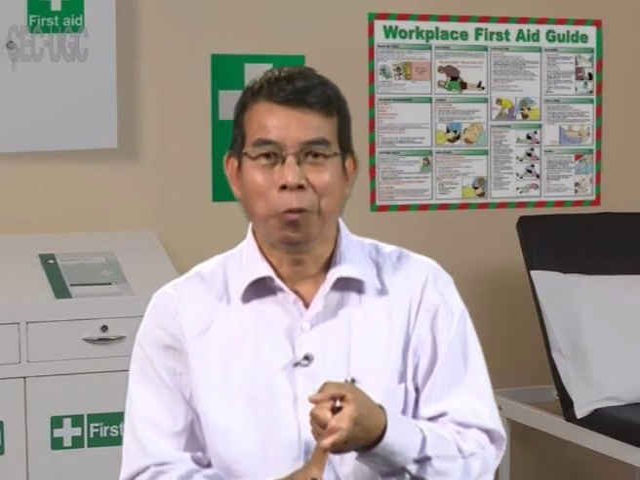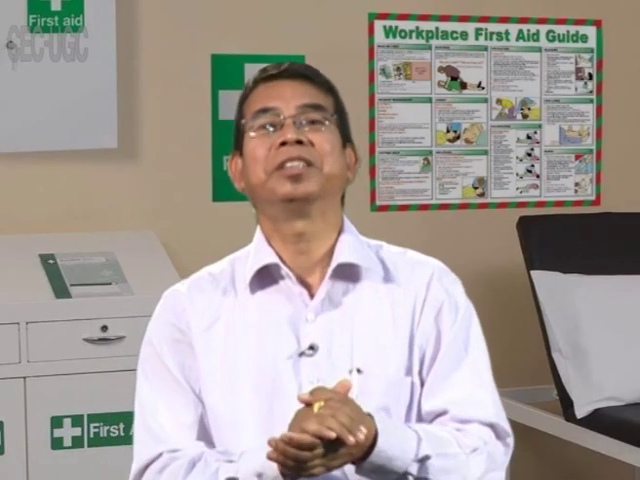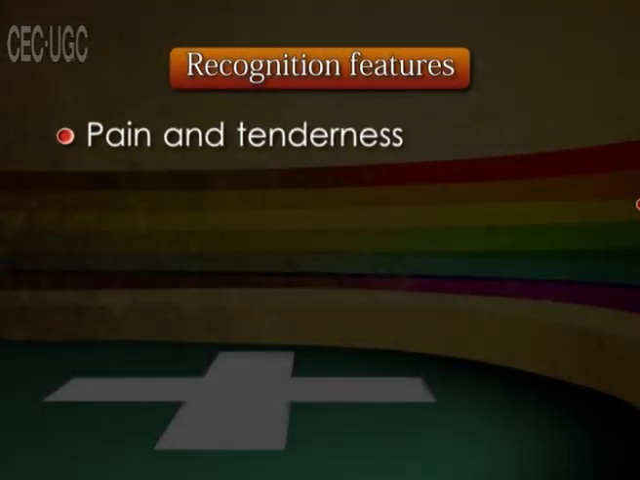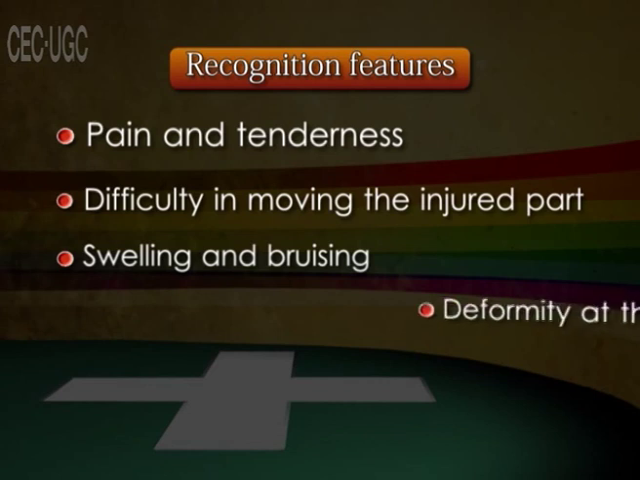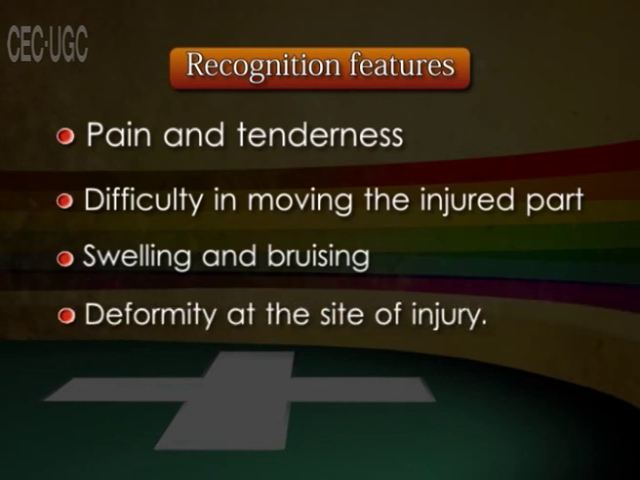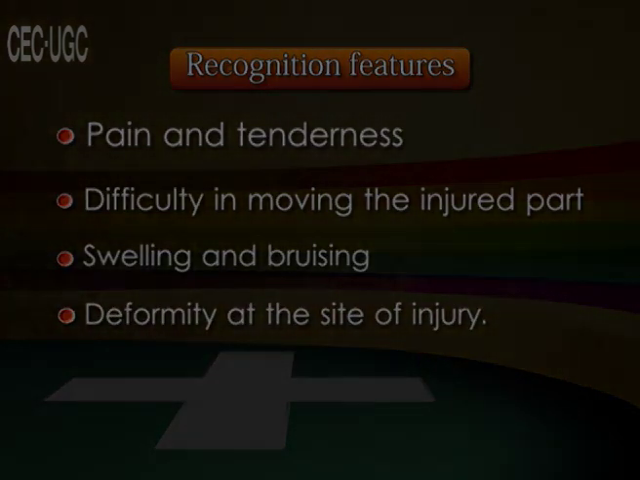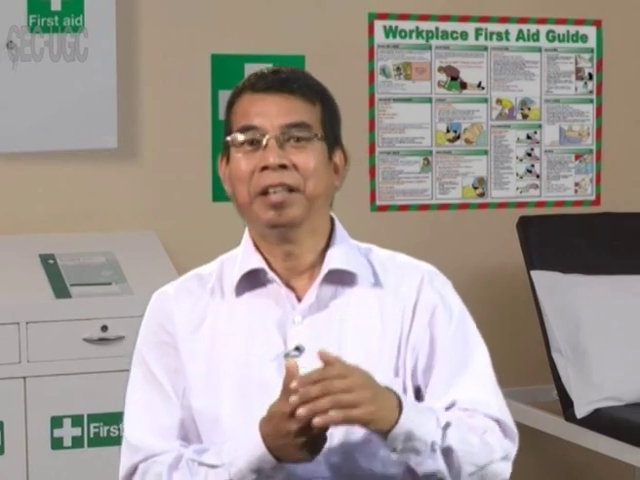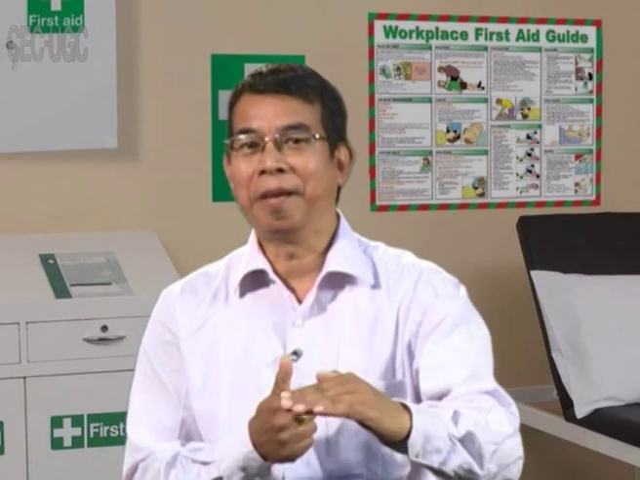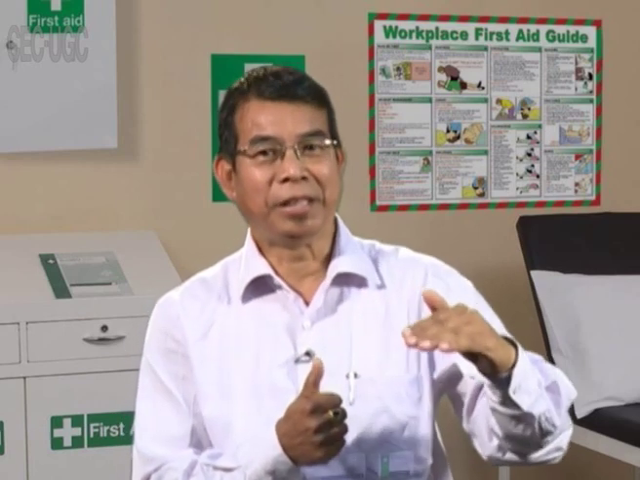Whether it is a strain or a sprain, recognition features are almost the same. They are pain and tenderness, difficulty in moving the injured part, swelling and bruising, and deformity at the site of the injury. In such a situation, the aim of first aid is to reduce the pain and to obtain medical help if necessary.